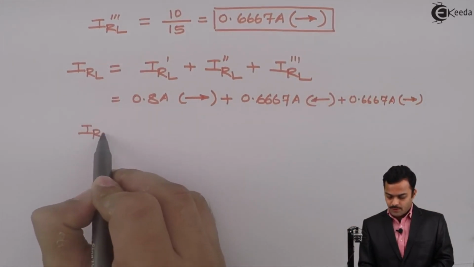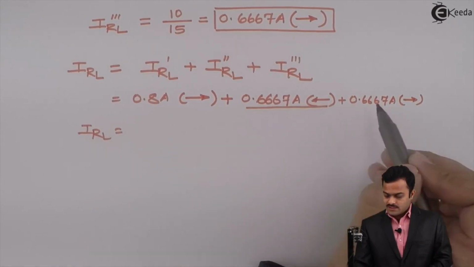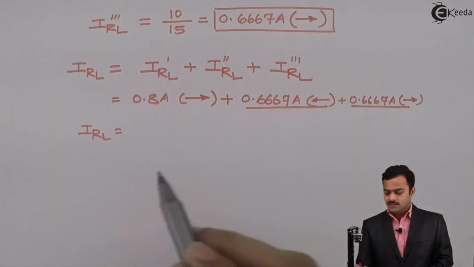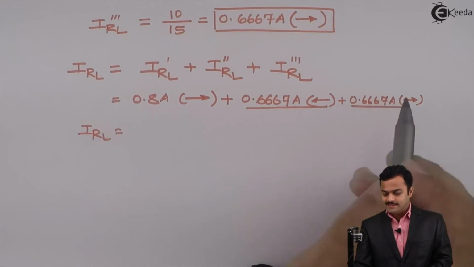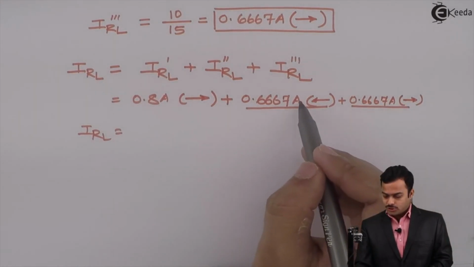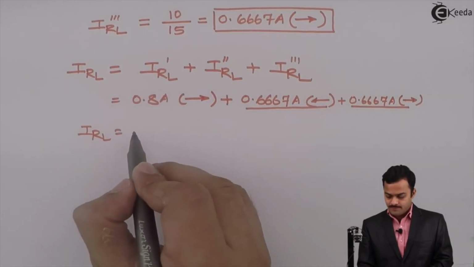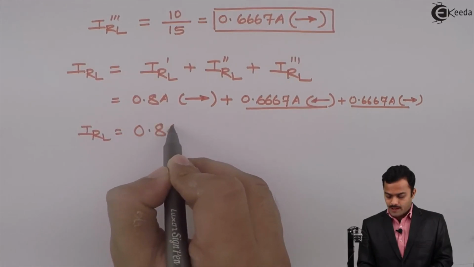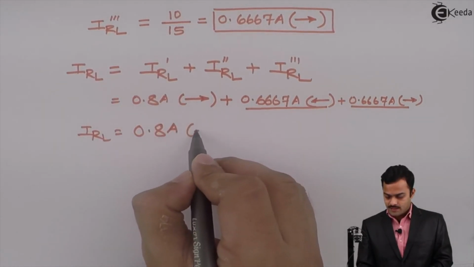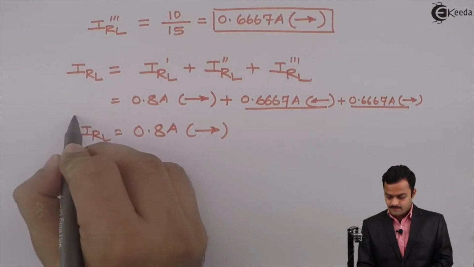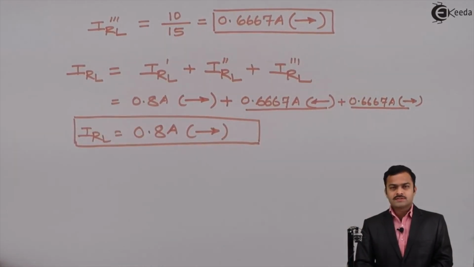So if I see properly, these two currents are the same but have opposite directions, so those currents will cancel each other. So ultimately the addition of these two currents will be 0, and 0 will get added with 0.8 ampere. So the final answer is 0.8 ampere, and the direction is the same as IRL dash. So this is the final answer that we are getting after applying the superposition theorem. In subsequent videos, we will solve more numericals based on this theorem.